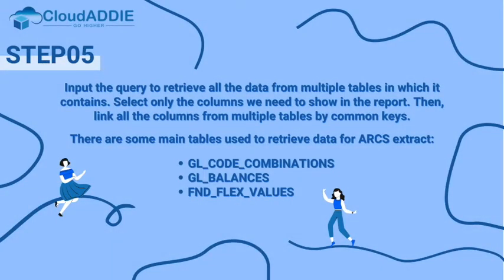Input the query to retrieve all the data from the multiple tables in which it contains. Select only the columns we need to show in the report. Then link all the columns from the multiple tables by common keys. These are some main tables used to retrieve data for ARCS extract.